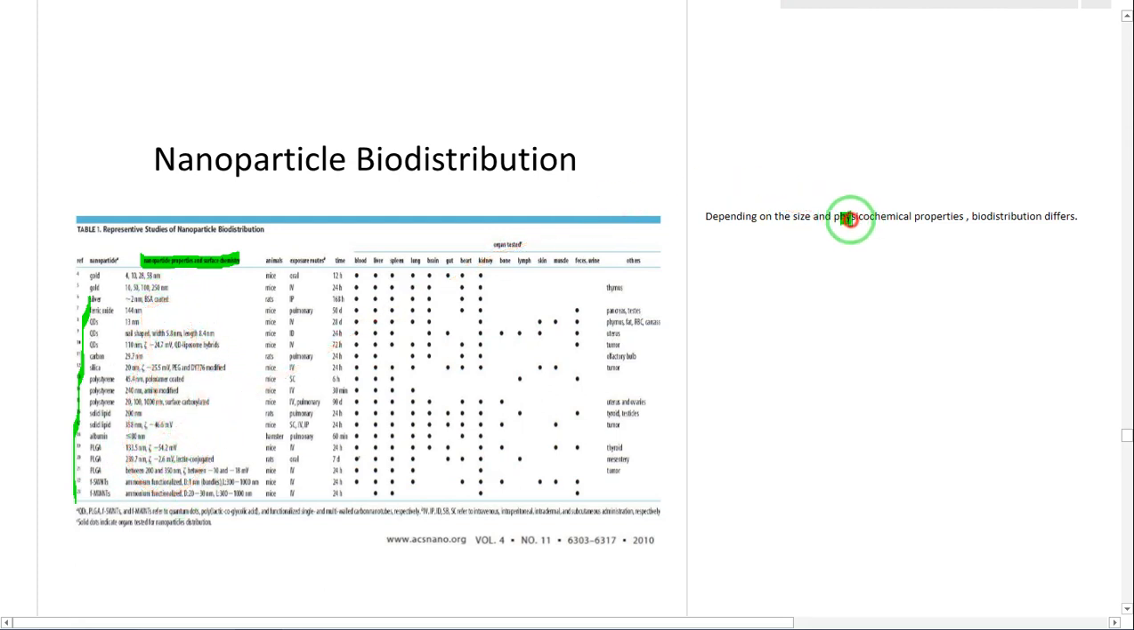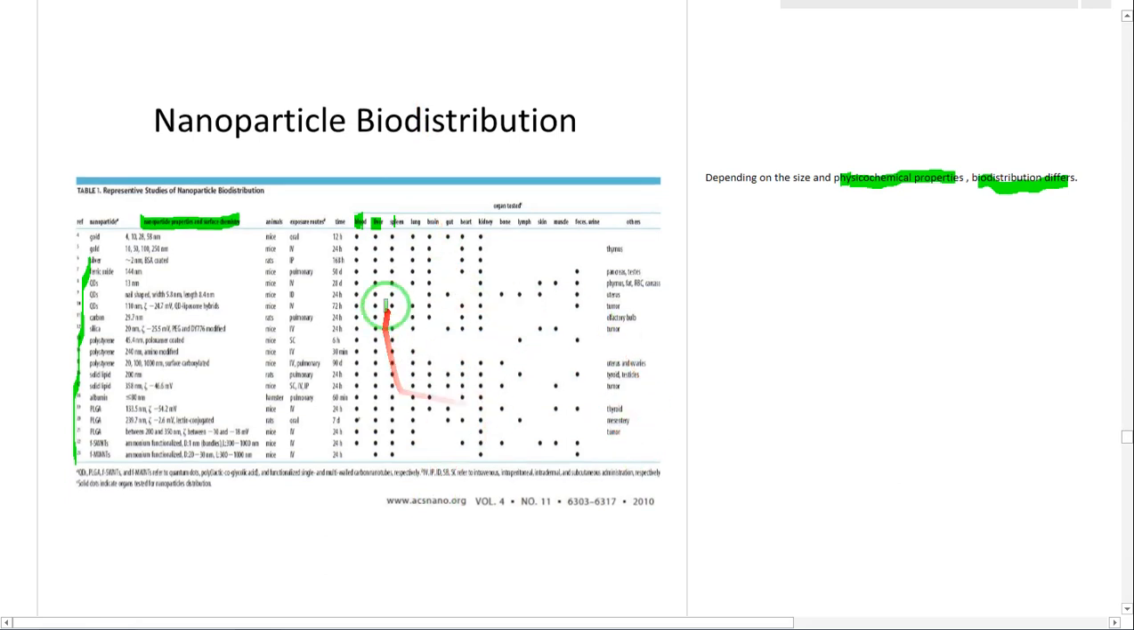So depending on the physicochemical properties, their biodistribution is going to be affected. You see here we have the different organs such as blood, liver, spleen, lung, brain, etc. And these dots simply tell us if the nanoparticles have been detected within these organs or not. These dots tell nothing about the concentration of the nanoparticles within these organs.